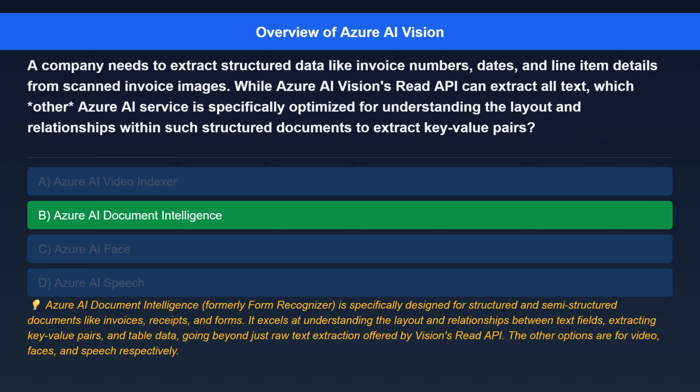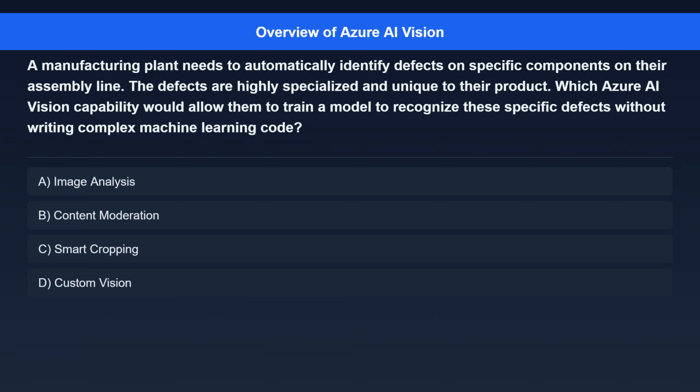and speech respectively. Question 6. A manufacturing plant needs to automatically identify defects on specific components on their assembly line. The defects are highly specialized and unique to their product. Which Azure AI vision capability would allow them to train a model to recognize these specific defects without writing complex machine learning code? Option A. Image analysis. Option B. Content moderation. Option C. Smart cropping. Option D. Custom vision.